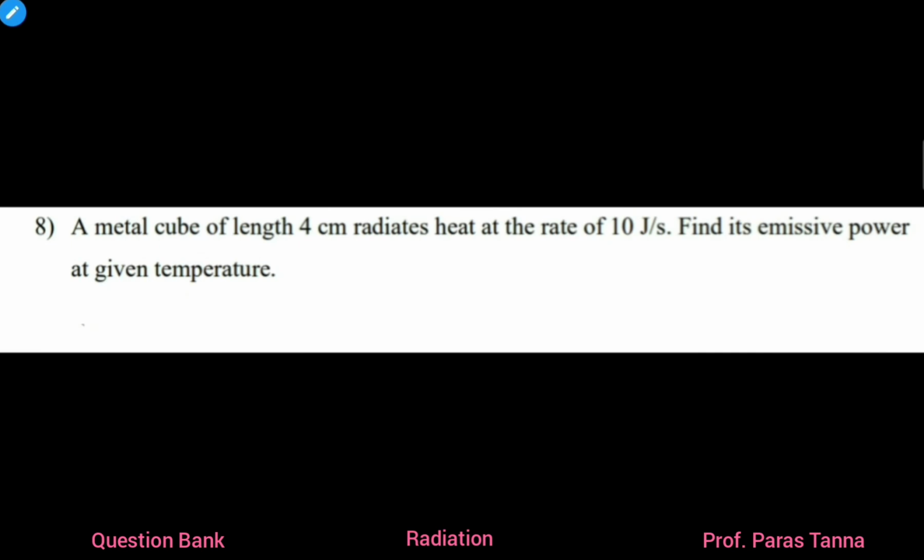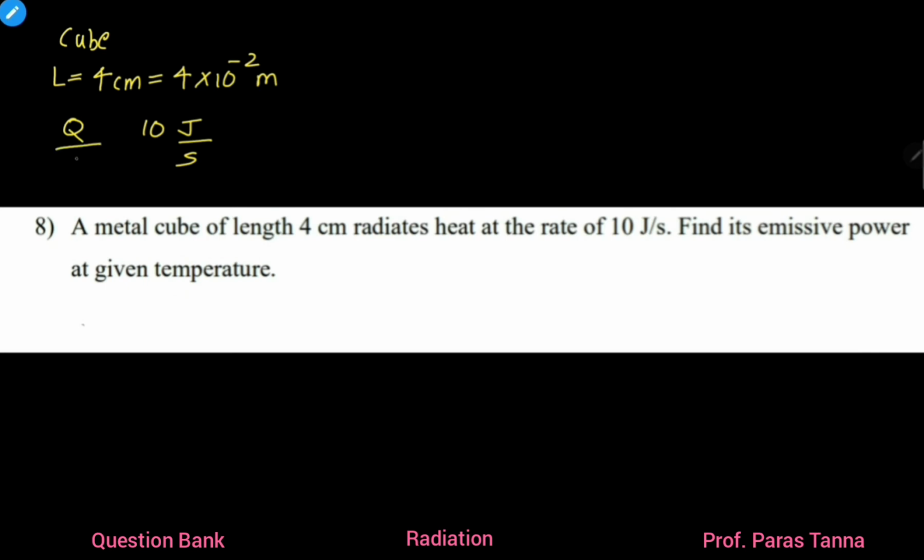Chapter Radiation, short answer 1, question number 8. A metal cube of length 4 cm radiates heat at the rate of 10 joule per second. Find its emissive power at given temperature. So the body is cubical in shape. Its length L is equal to 4 centimeter, or we say this is 4 into 10 raised to minus 2 meter, and it radiates heat at the rate of 10 joule per second.